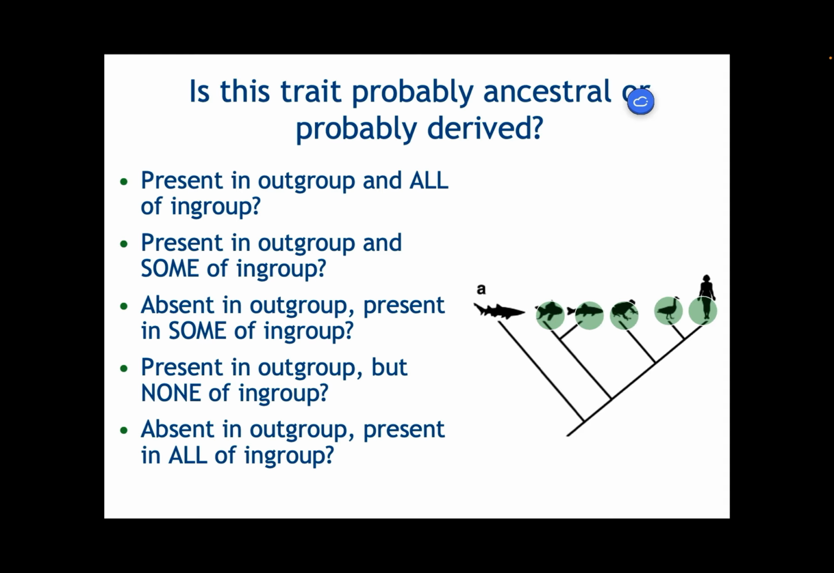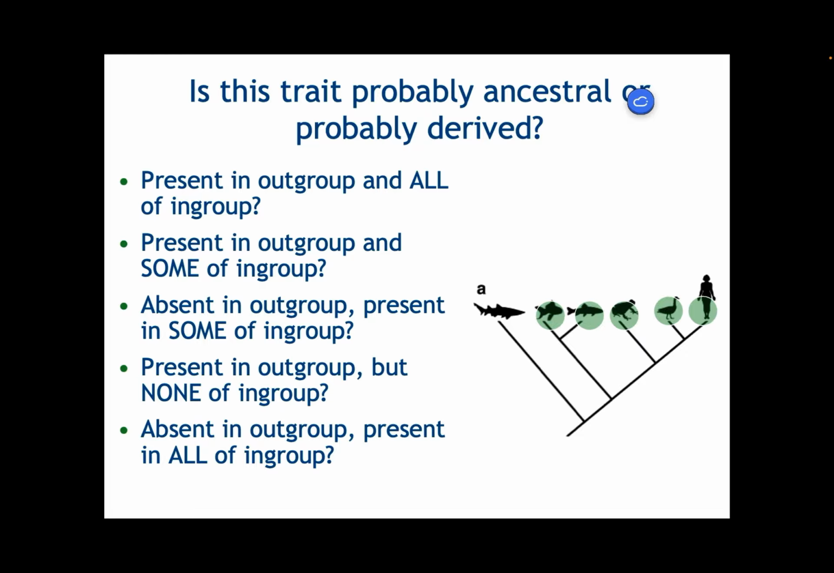But maybe the trait is derived. So maybe the shark doesn't have the trait because this guy does not have the trait. One evolutionary step happened maybe along this stretch of evolutionary time. The trait was gained in this lineage. So two equally likely explanations in that case. And so often using an outgroup can give us some confidence about whether a trait is derived or ancestral, but sometimes it can't.